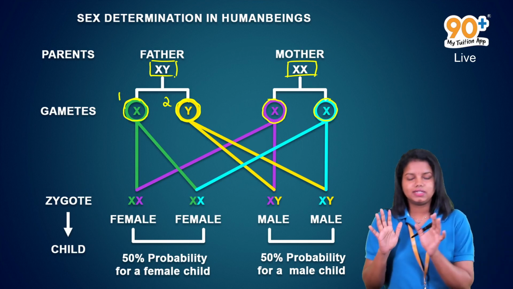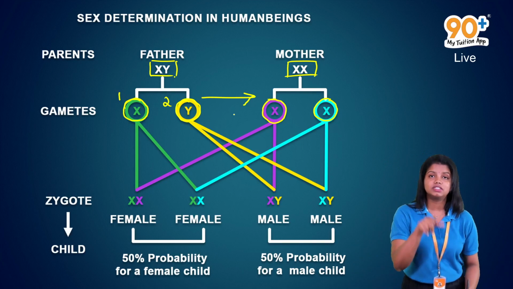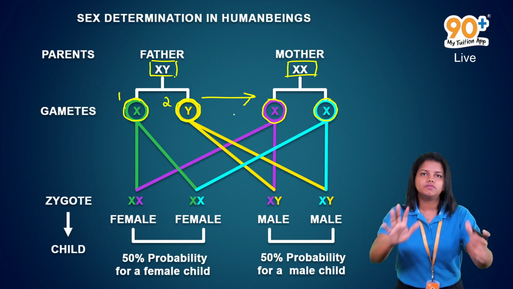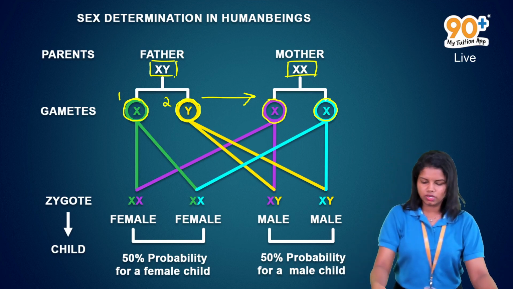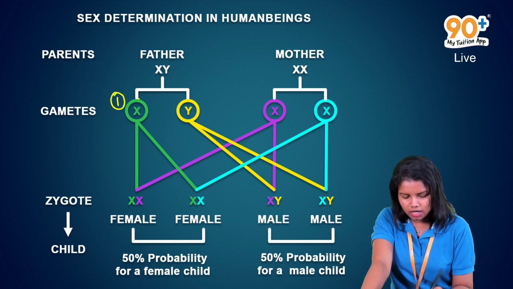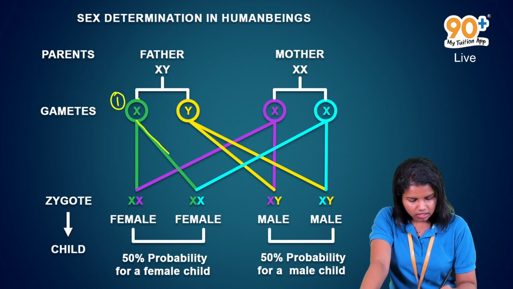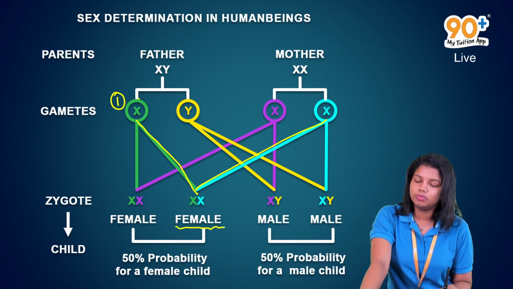Now, the type of sperm that is getting fused with the egg will decide which sex of the child is being produced. So here you can see, if the X type of sperm is combining with the egg, a female child will be born.